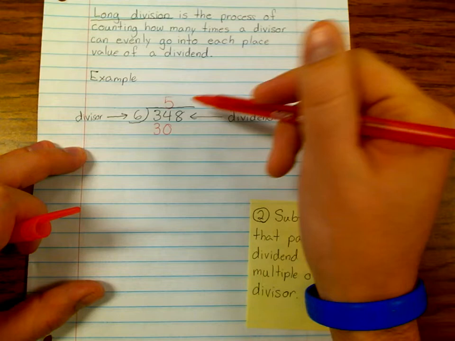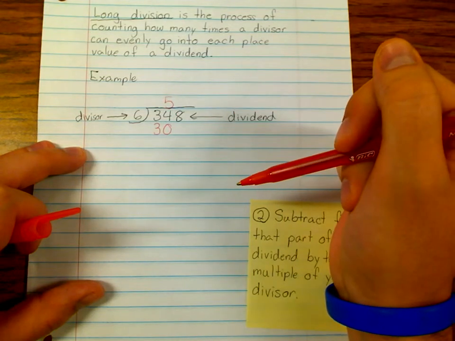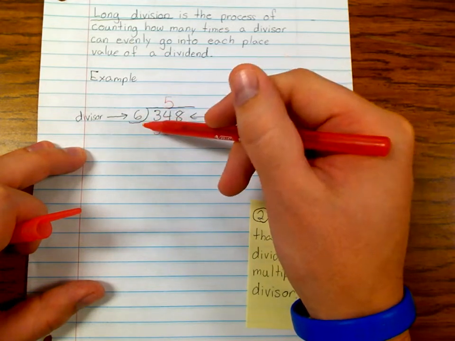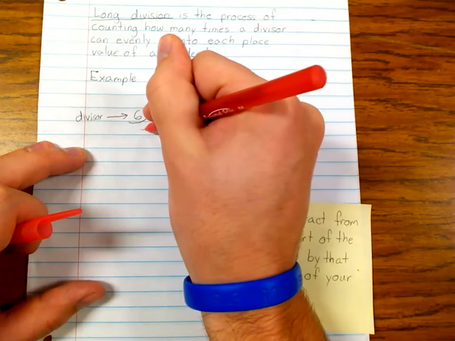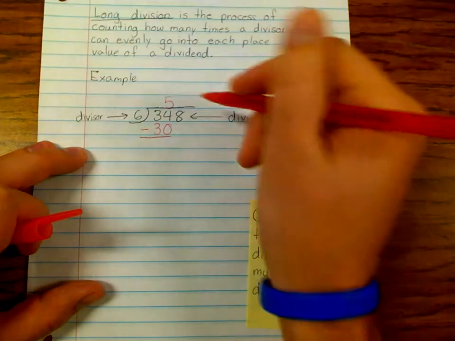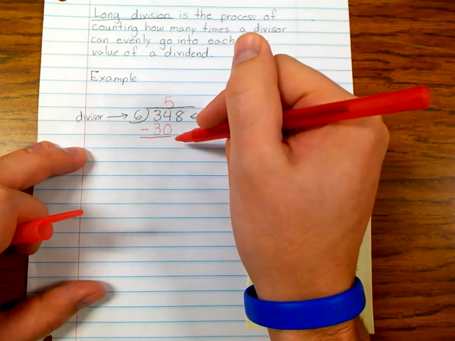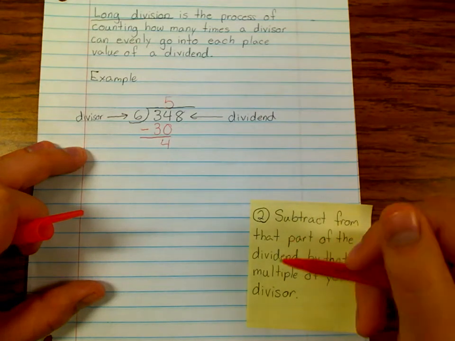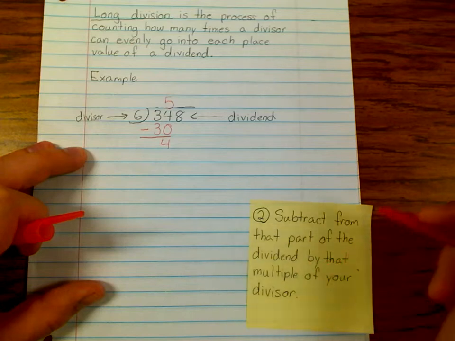And you'll notice I line it up right underneath the number I was just doing. I know I was doing 34. So that was 5 times 6 can go into 34 evenly, which is 30. And I'm going to subtract that from my dividend because I've already used that by putting the 5 up here. So 34 minus 30 is equal to 4. So done step 2. Subtract from that part of the dividend by the multiple of your divisor. Check.